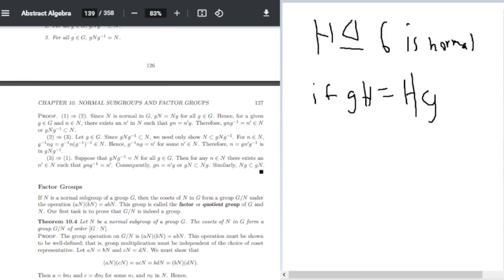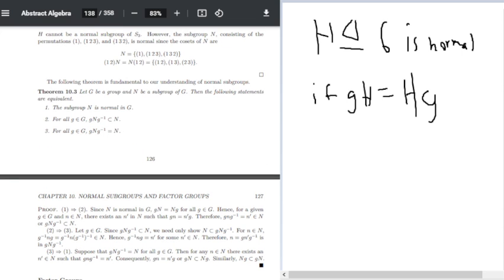Let g in G. Since gNg^-1 is a subset of N, we need only show that N is a subset of gNg^-1. For n in N, g^-1ng equals g^-1n(g^-1)^-1 is in N. Hence, g^-1ng is equal to n' for some n' in N. Therefore, n equals gn'g^-1 is in gNg^-1.